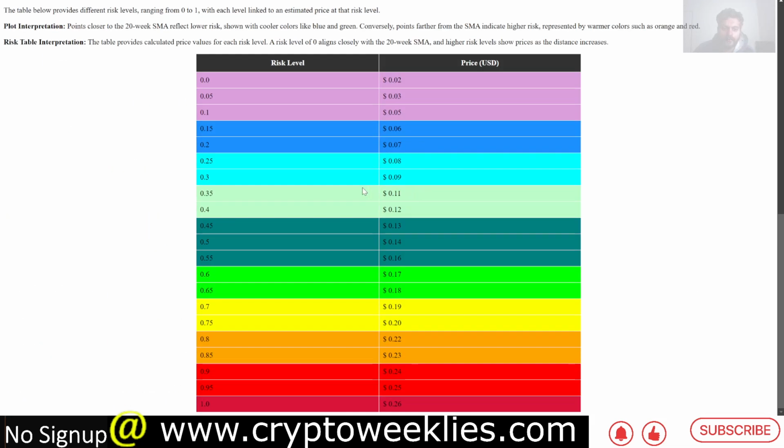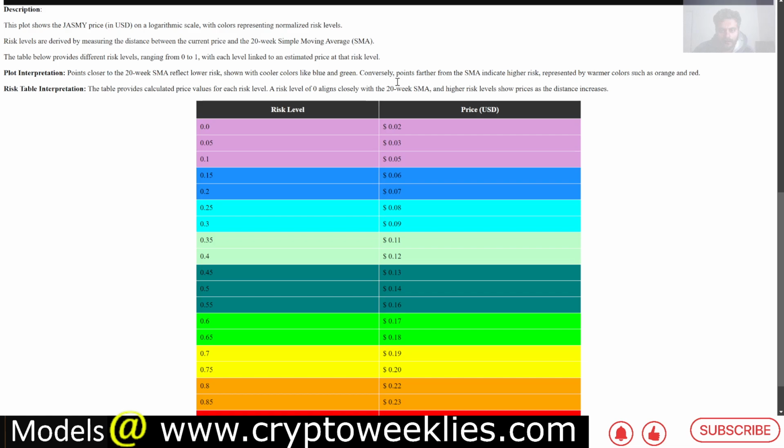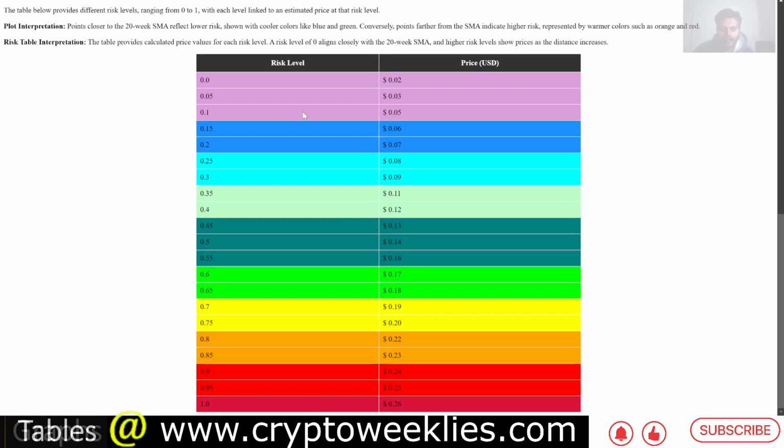For this analysis, what can also be forecasted is using expected values at certain key risk levels into the future. Prices currently are at between 0 and 5% risk, but let's say if the market heats up and Jasmy goes to 0.6 risk, at that point in time the price corresponding to that risk level is at around 17 cents. Between 17 cents and 22 cents, again a confluence between those price predictions.